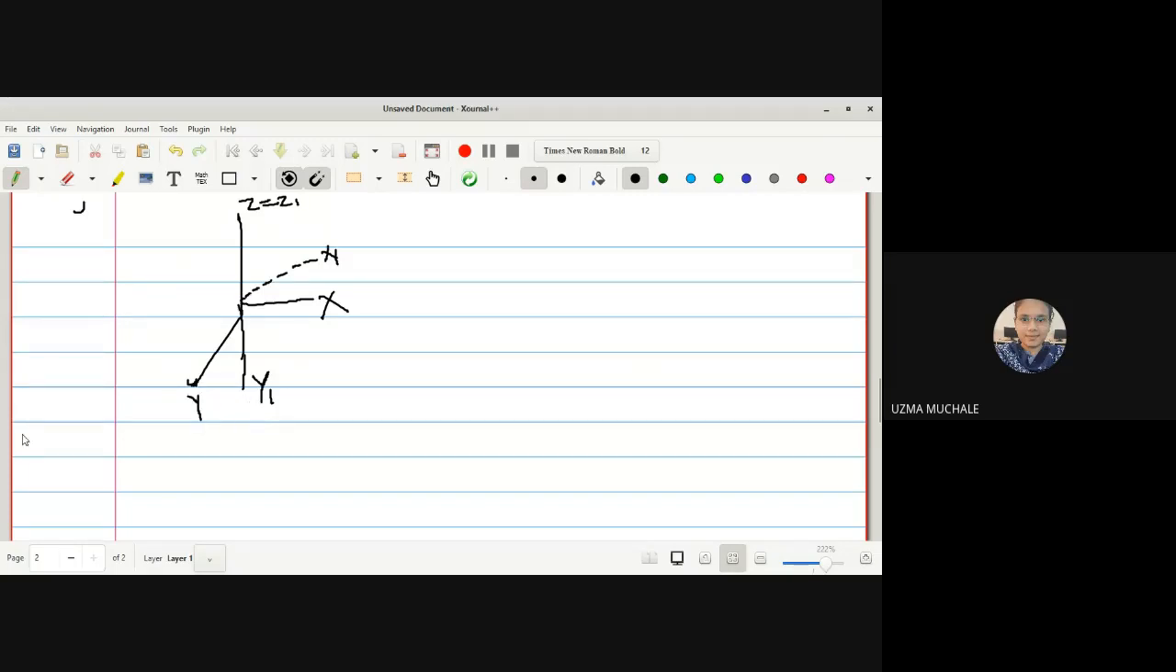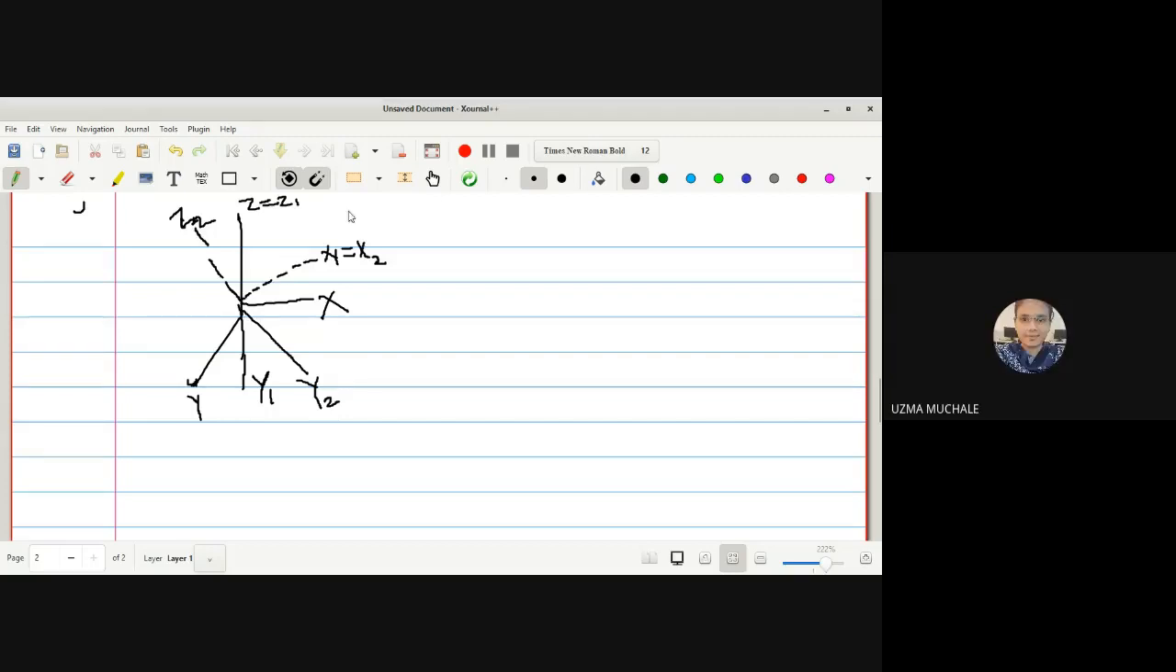Now we have to perform a transformation in such a way that we fix x1. Fixing x1 means we have to find a rotation with x1 equal to x2. Now z will be changing, so here we have z2, and y1 is now changed to y2. Okay, getting me?